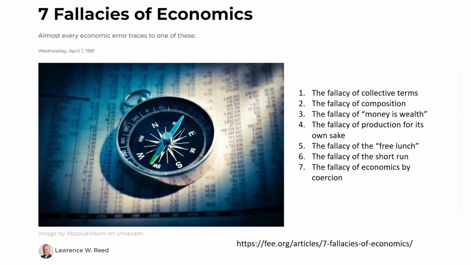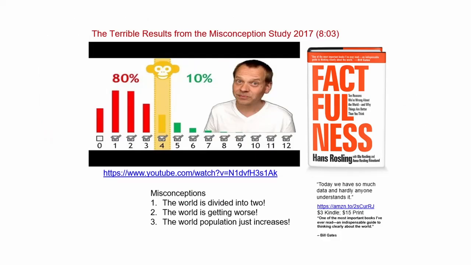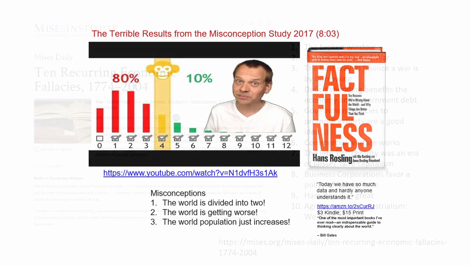There's a whole lot more fallacies. You can come back and check these references for these articles if you want. And we can see some of the different names there. The fallacy of the free lunch, that means everything has got a cost. Fallacy of the short run, we're going to talk about in the next chapter. Factfulness, the misconceptions: the world is divided only into two, everything's just rich and poor. Or the world is getting worse, and we saw some data on that. And the world population just increases, and we saw some data on that as well.